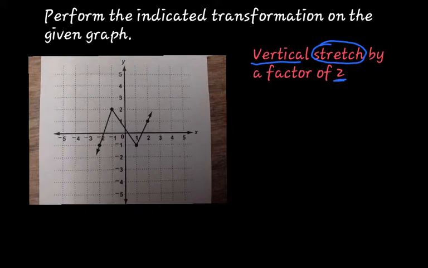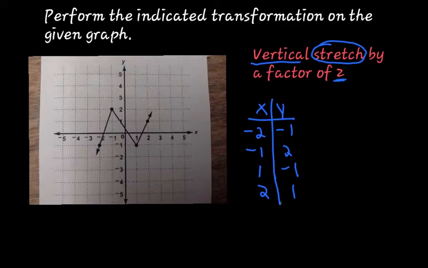And you're going to multiply. When you have stretch or compression, you're going to multiply. So in this case, you're going to multiply the y values. And we're going to use the same table we had right now. We have the same graph. So we have -2, -1. We have -1, 2. And then 1, -1. And 2, 1. So I'm going to multiply the y's. I'm going to make a column next to the y by 2. That's the factor given to us.